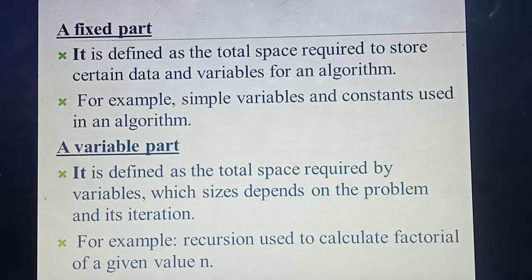So, an example they are giving: recursion to find the factorial of a given number. Last year you have studied, no? So likewise, anything you can write for the factorial of a given number. If you are giving 5 factorial, how many times does the loop need to execute? 5 times. So 5 different values you will get. Understood? So space complexity also depends on how many factors? 2 factors. What are they? Fixed part and variable part.